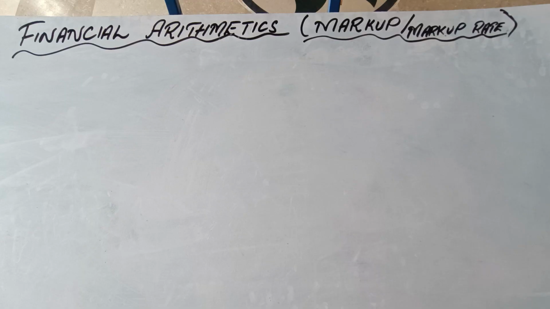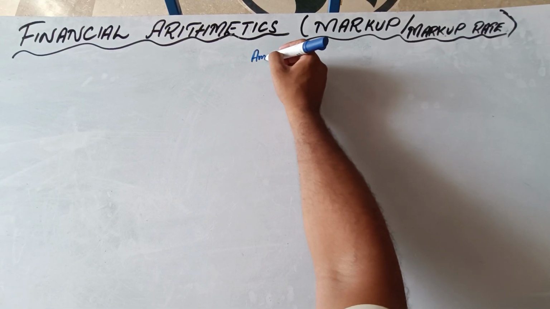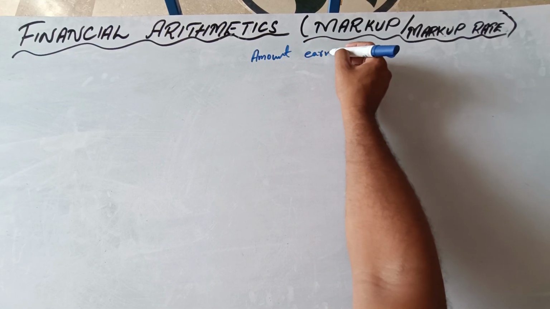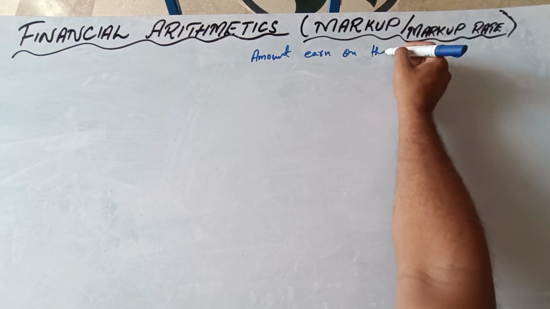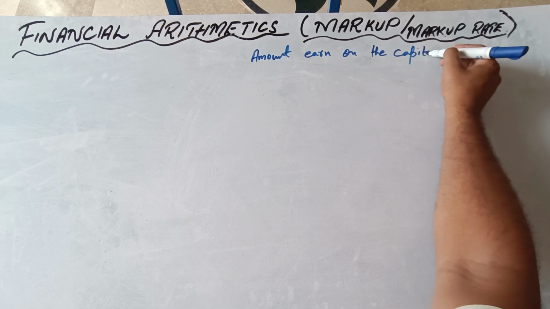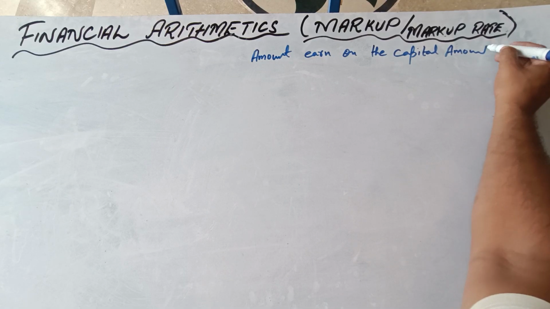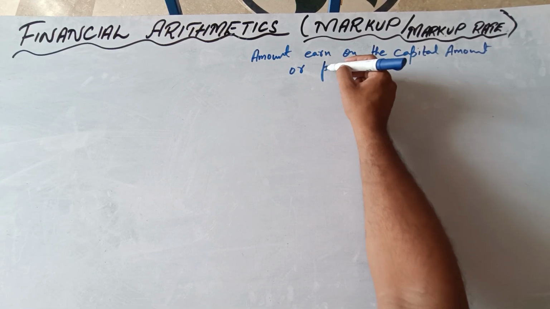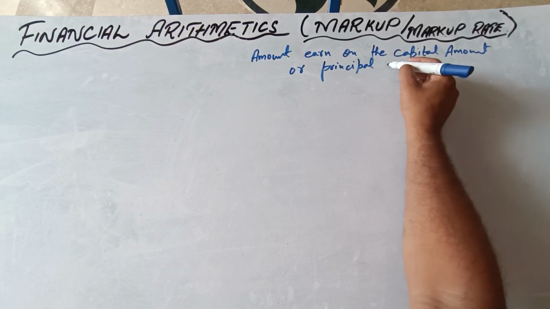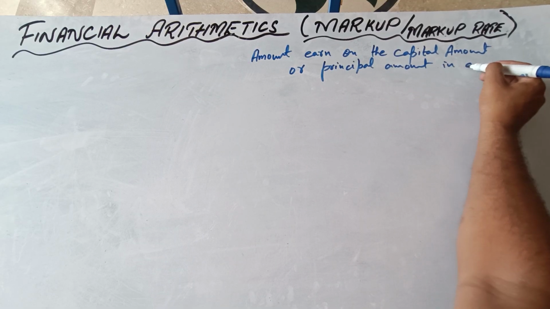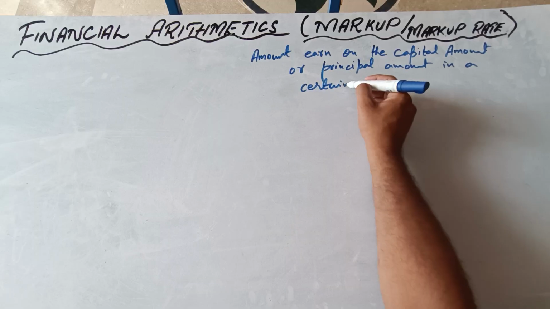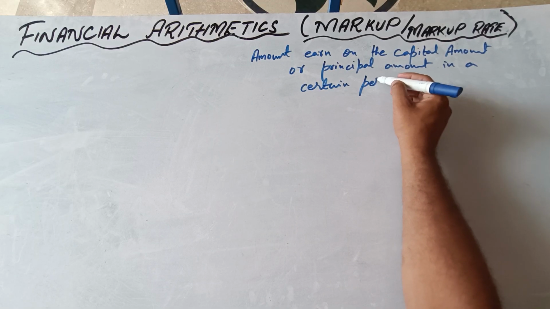For example, a sum of money is deposited in the bank for a certain period of time. It earns an extra amount of money. So, the amount earned on the capital amount or principal amount in a certain period of time, that is called markup.